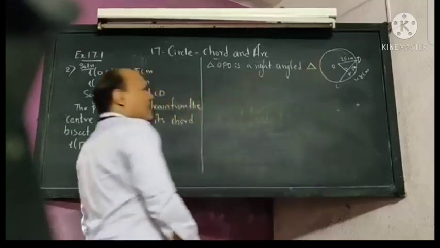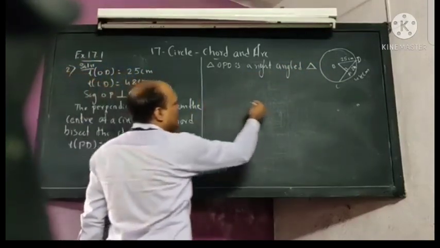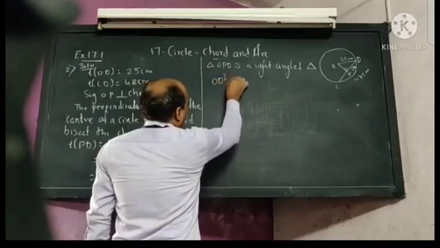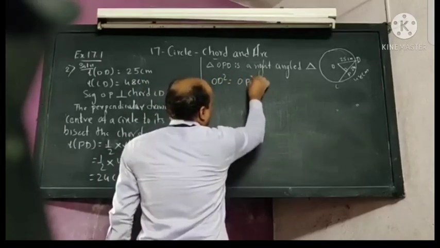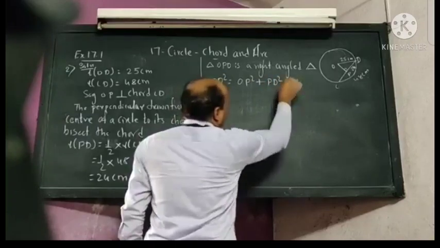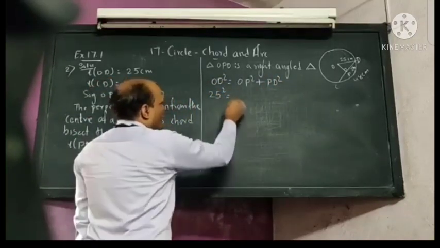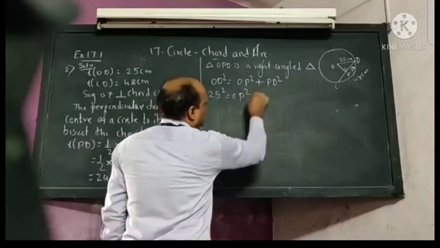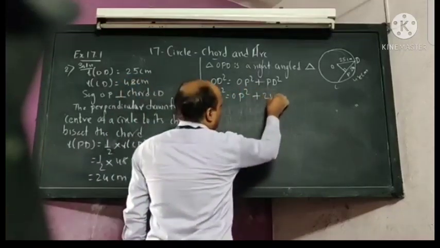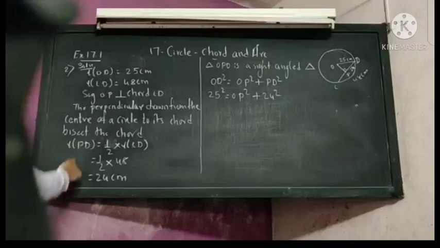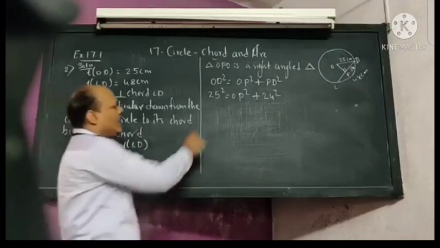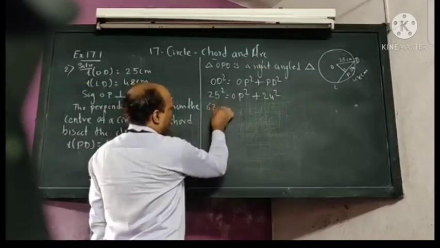Now here we have to apply the Pythagoras over here. That means OD square is equal to OP square plus PD square. OD is given to be 25, square. The value of OP you have to find. PD is given to you, 24 centimeter. That means 25 square is how much?